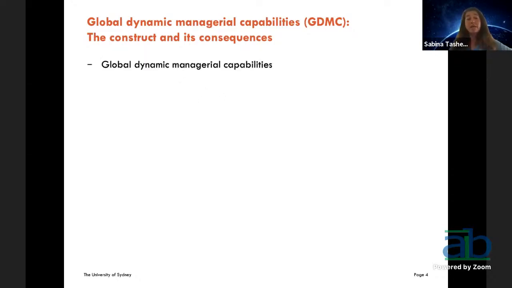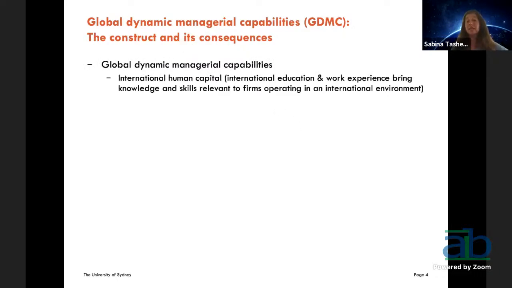So we define the three sources of global dynamic managerial capabilities as international human capital, which will be international education or work experience, which will bring knowledge and skills relevant to firms operating in an international environment. And that naturally refers to what Shad was talking about earlier when we talk about international human capital.